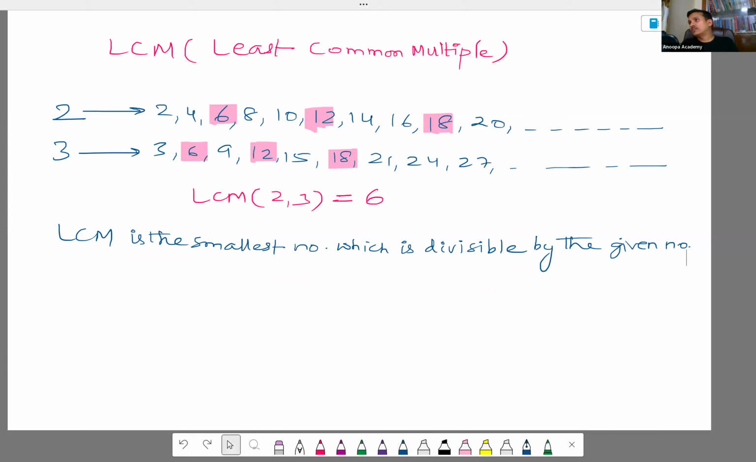Now rename yourself. You can lower your hand and rename. There's an option to rename. Okay, let's move forward, everyone.